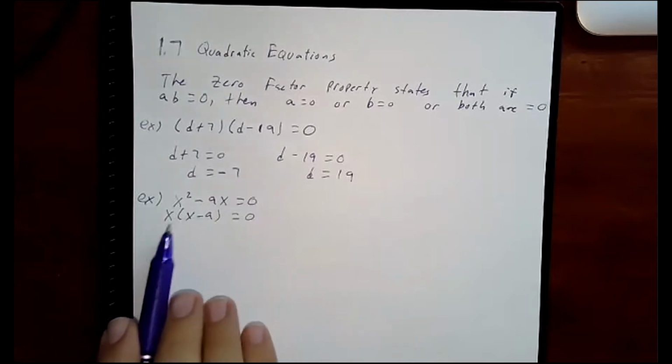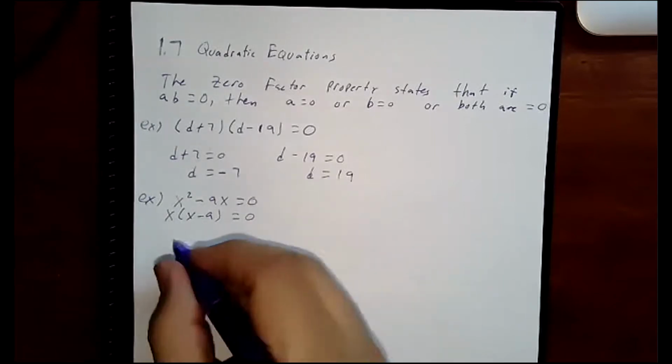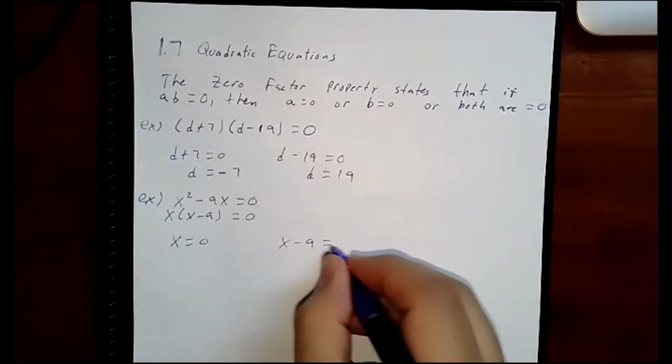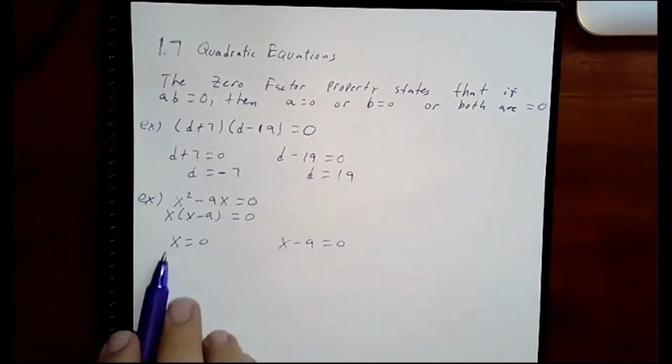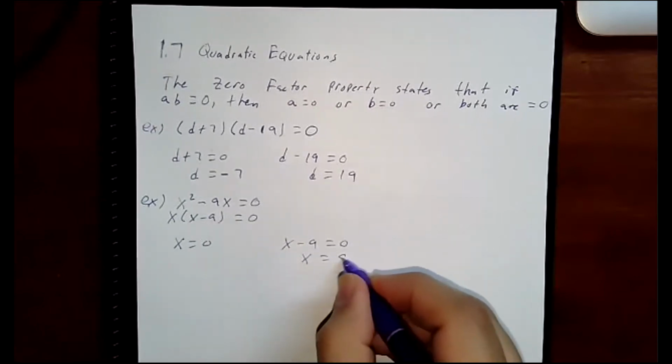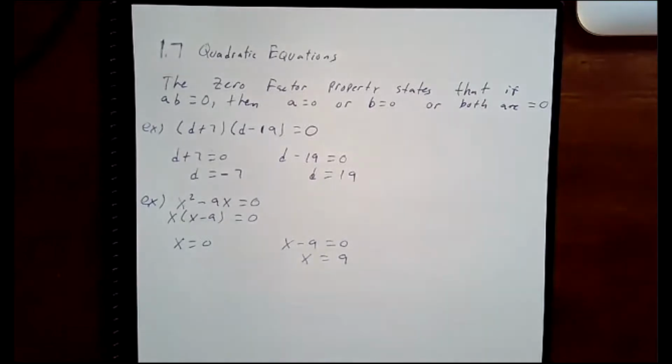So now I have something times something equal to 0, so I set the first piece and the second piece equal to 0. This one's done, so solve for x here. Move the 9 over by addition, and it's positive 9. So we have two answers. So you put both of these into the answer box.